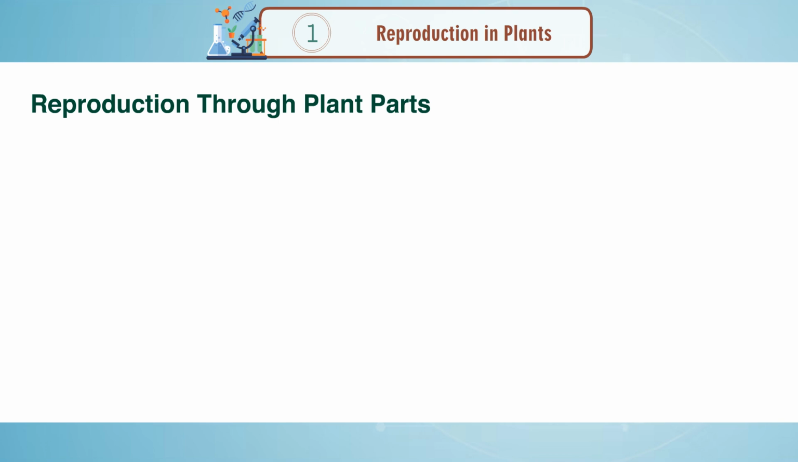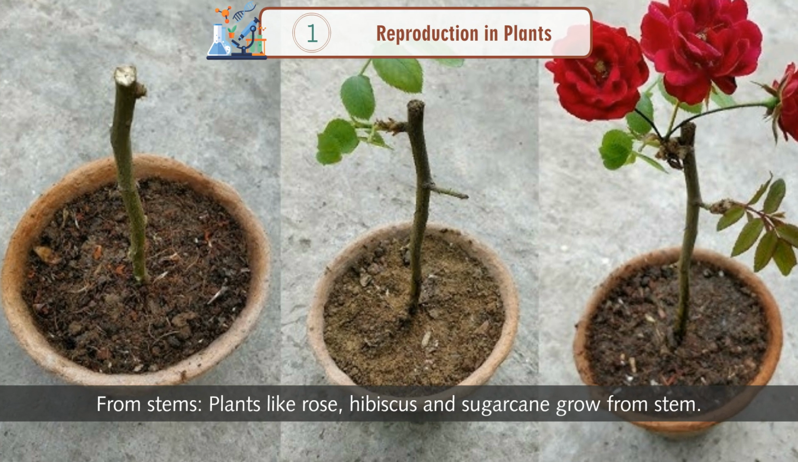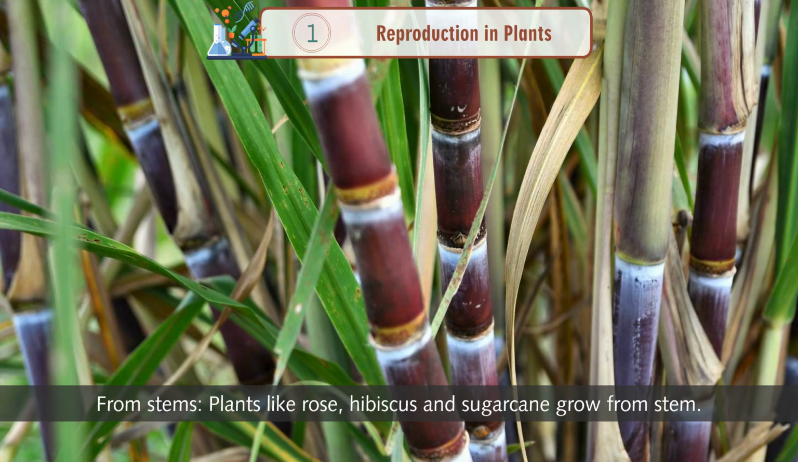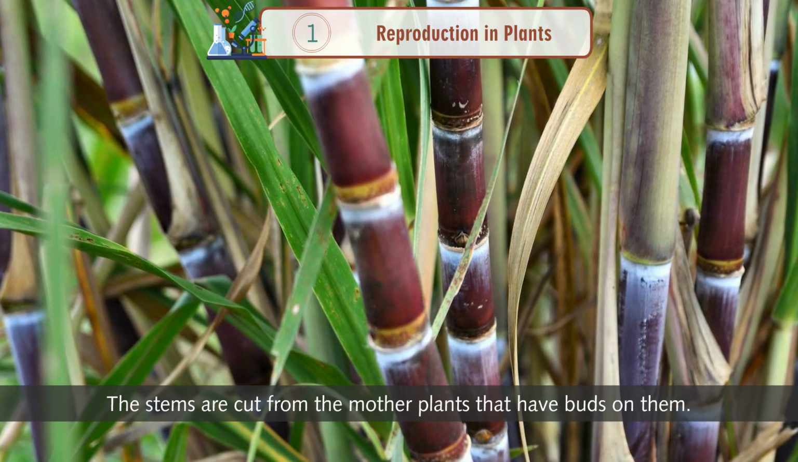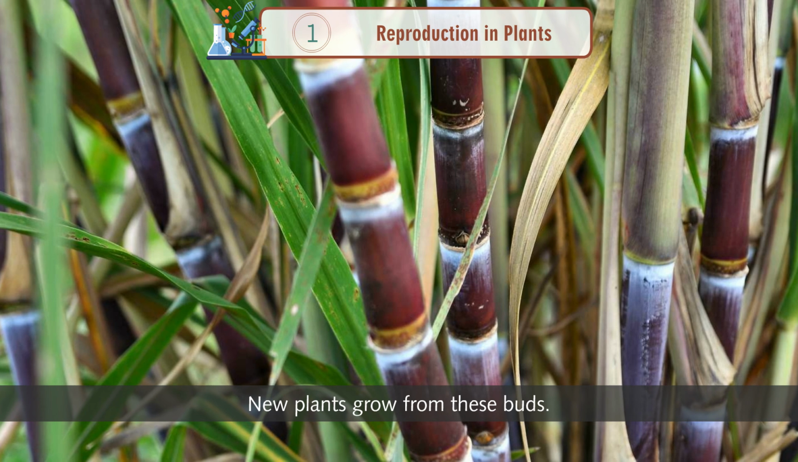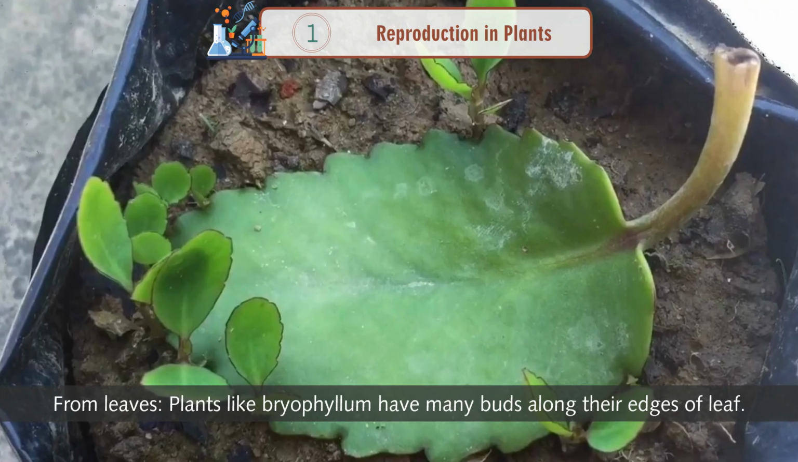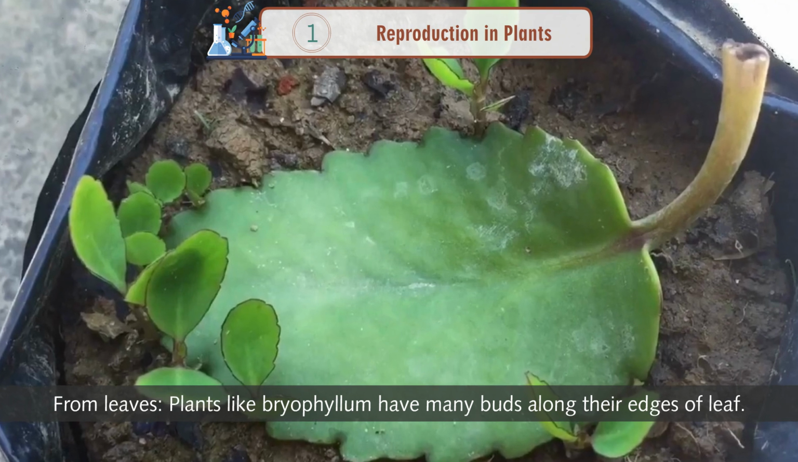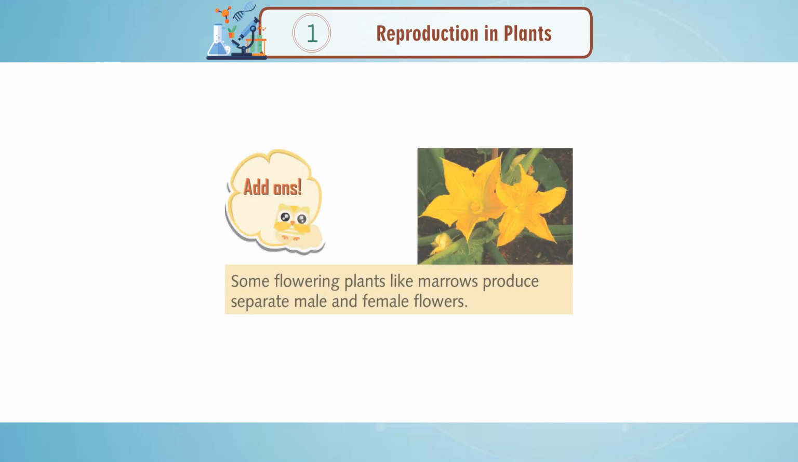Reproduction through plant parts. Many plants reproduce through stems, leaves and roots. From stems, plants like rose, hibiscus and sugarcane grow. The stems are cut from the mother plants that have buds on them. New plants grow from these buds. From leaves, plants like bryophyllum have many buds along the edges of the leaf. New plants grow from these buds.